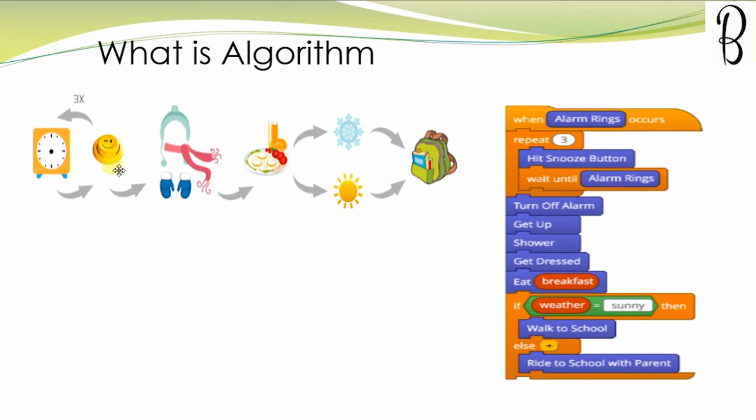Just think of the morning routine when you were in school. When the alarm rang, you used to hit the snooze button and wait until the alarm rang again, repeating it 2-3 times. Then finally you turned off the alarm and got up, took a bath, got dressed, ate breakfast. At last, if it's a sunny day, you start walking towards school, or else you go to school with your parents. Okay, so this is what an algorithm is.